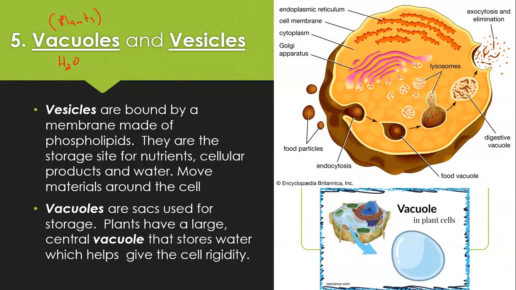Now, plants and animals have vesicles, and vesicles are just basically little containers. And they can contain fats, proteins, all sorts of cellular materials. And these are used to transport materials around the cell and also in and out of the cell. So they're storage sites, and they also help to move materials around the cells. Whereas vacuoles are larger and they tend to store water, and this helps to give plant cells rigidity.